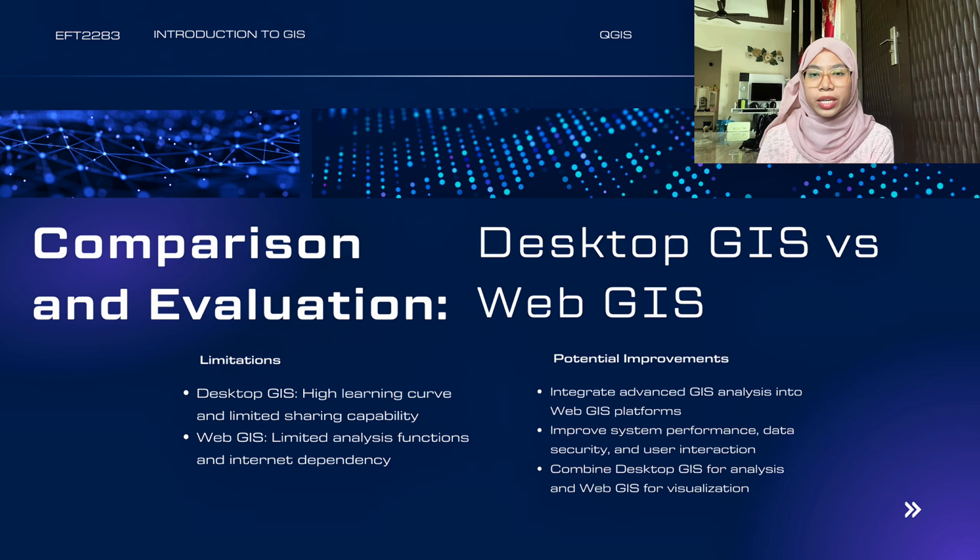However, there are limitations in both systems. Desktop GIS has a steep learning curve and limited accessibility for non-expert users, while web GIS has limited analytical capability and depends on internet connectivity. For potential improvement, integrating more advanced analysis functions into web GIS platforms will enhance their functionality. Improving system performance, data security, and user interaction will also increase the effectiveness of web GIS. Overall, combining desktop GIS for detailed analysis and web GIS for visualization and sharing provides the most effective GIS approach.